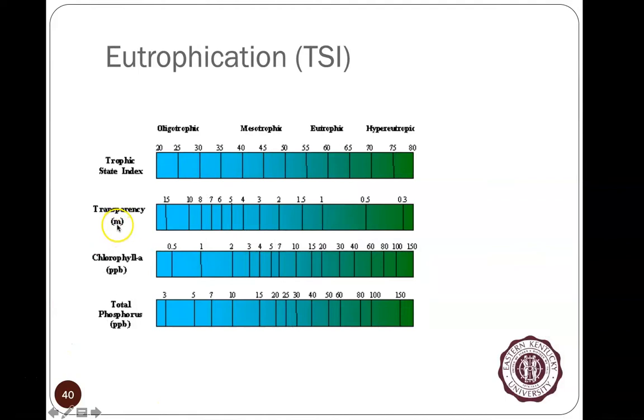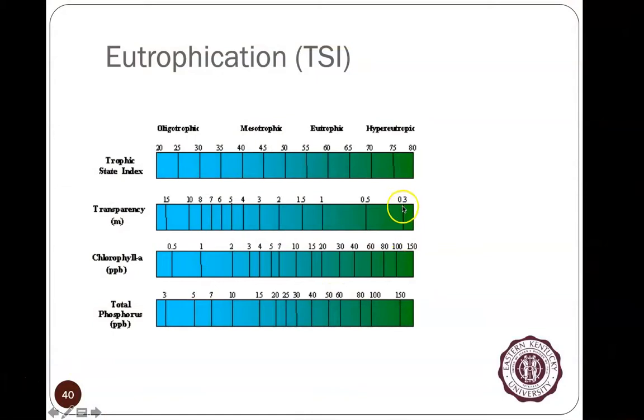So Secchi depth is measured as transparency. So very little transparency, 0.3 of a meter. All right, so a meter is a yardstick, almost 3 feet. When we're talking about a third of a meter, we're talking about maybe 12 inches or a foot. So if you can only see a foot down in the water, about 30 centimeters, you're probably in this hypereutrophic condition.